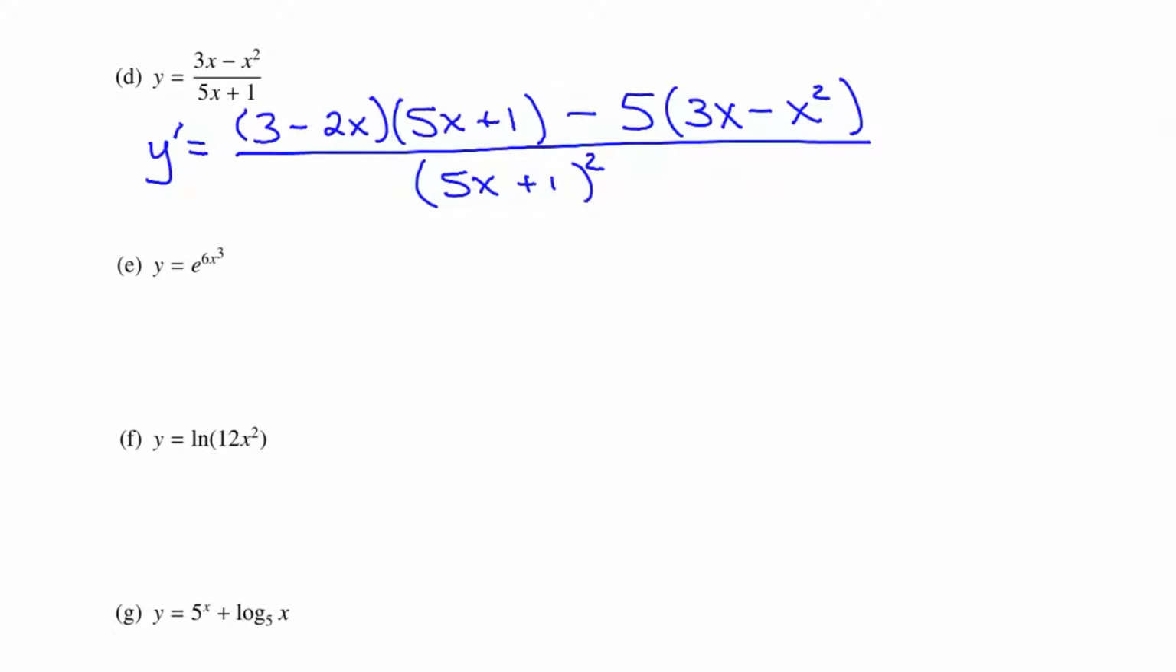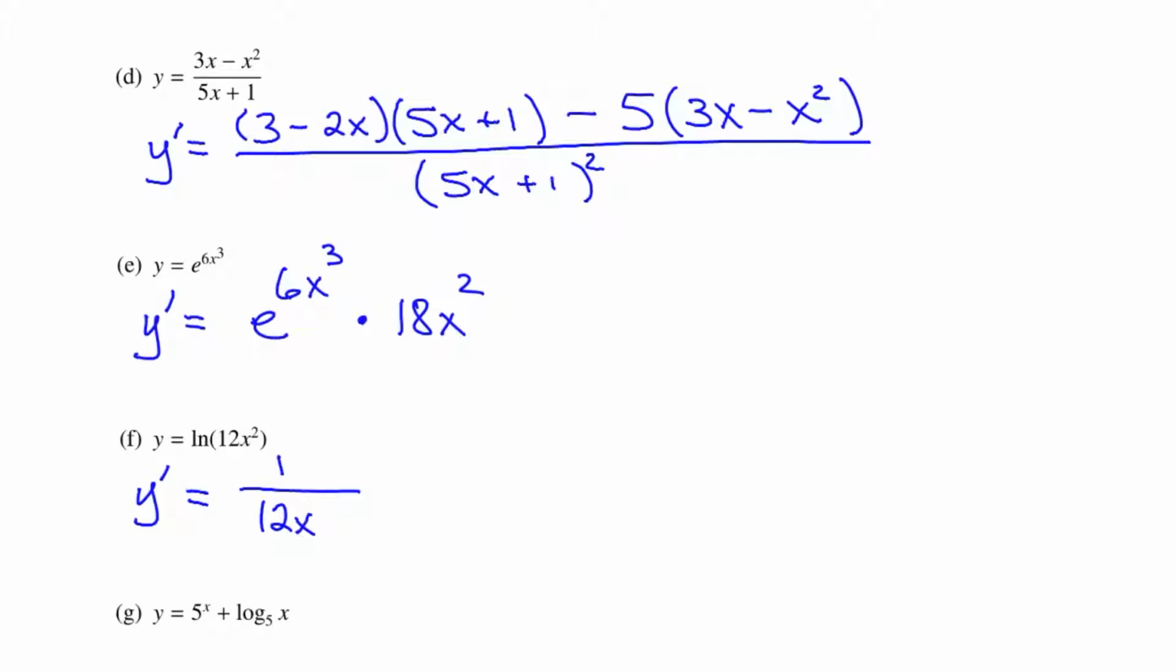Question E, find the derivative. So the derivative of e to something is e to that something, but then you have to multiply by the derivative of the exponent by the chain rule. So that's 18x squared. F, find the derivative of y equals natural log of 12x squared. So y prime is equal to 1 over the argument of the log, so that's 12x squared, times the derivative of the inside, and that's 24x.